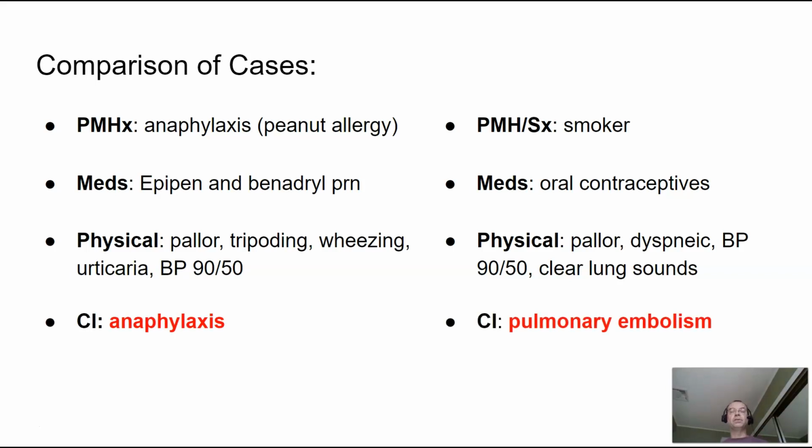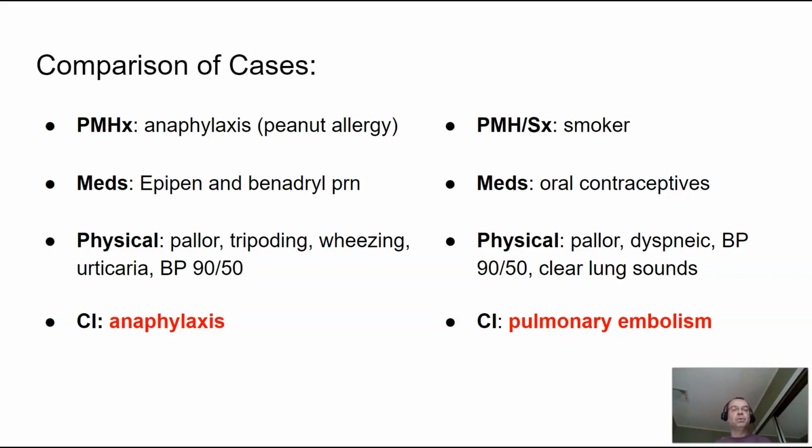So therefore, there are little nuances, there are little clues throughout both of these scenarios that should point to anaphylaxis in case number 1 versus pulmonary embolism in case number 2. So how do we organize this? How do we organize our learning? Well, let me show you.